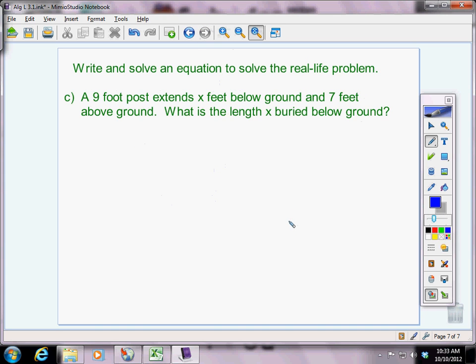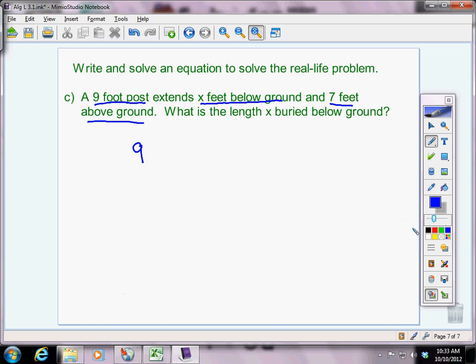One more. A 9-foot post extends X feet below ground and 7 feet above ground. What is the length X buried below the ground? It's a 9-foot post, and extends X feet below ground and 7 feet above the ground. So it's 9 feet. We know the total length is 9.